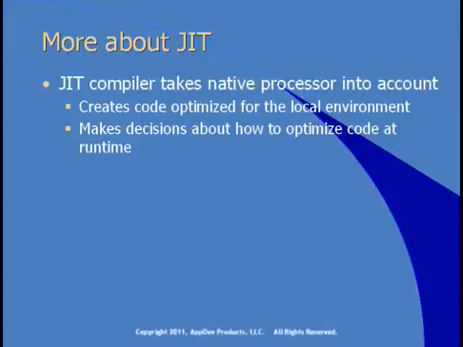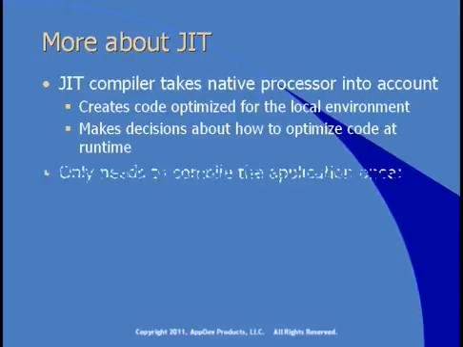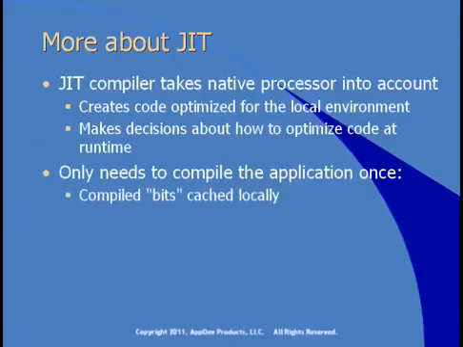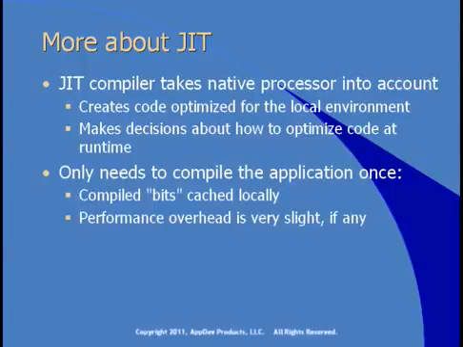some out there still, and then install it on a computer with a Pentium 4 processor or something even better, who knows, the just-in-time compiler could make different runtime decisions about how to compile that code into native executable so it would behave best for each individual computer. Now, it only needs to compile the application once. The compiled bits are cached locally. The performance overhead is very slight, if any. So you really needn't worry about, for most applications, any overhead involved in that first JIT compilation.